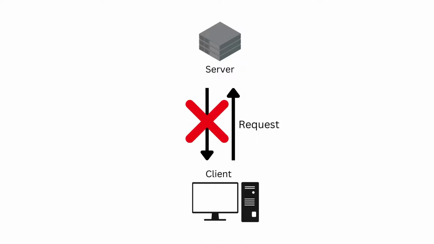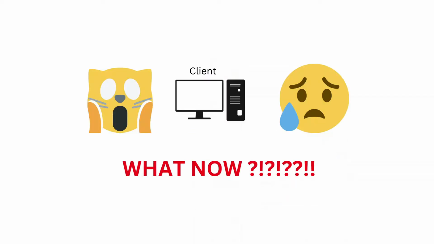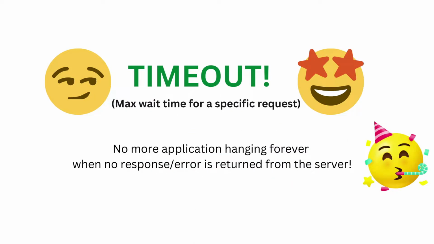Now, what if we do not receive anything, whether because the server is down or because we have a network issue? Well, the client is going to be waiting and hanging forever because it expects something to know what to do. So what now? Well, timeout is here to save the day. Timeout is the max wait time for a specific request. It's used so that our application is not going to be hanging forever and waiting forever when there's no response or error being returned from the server.